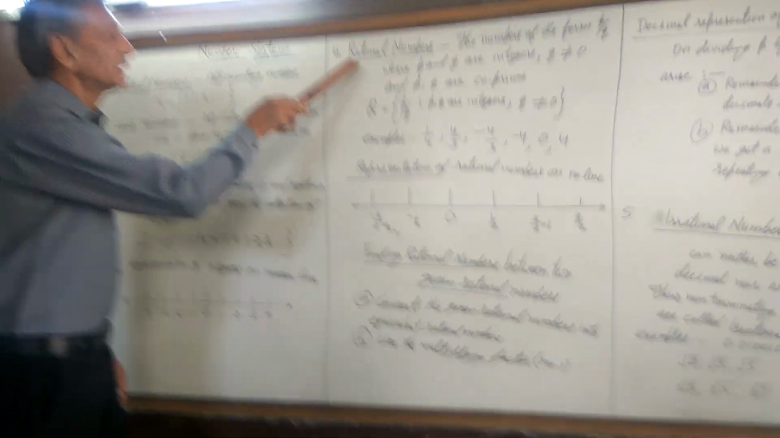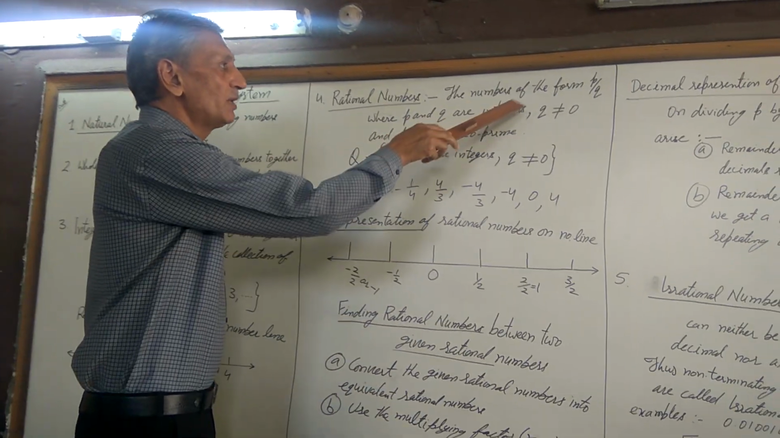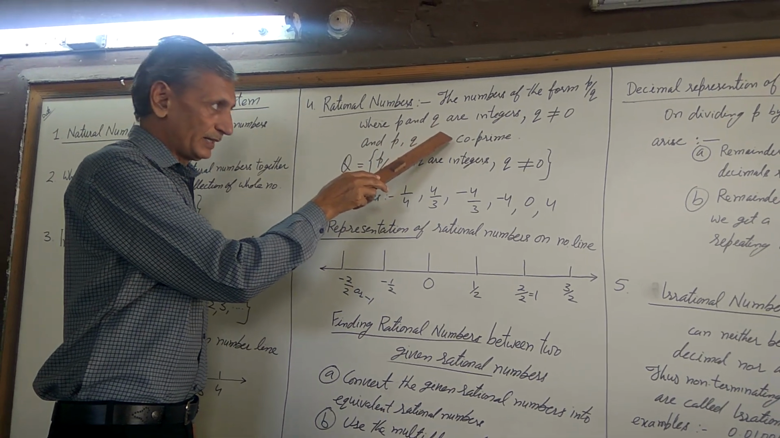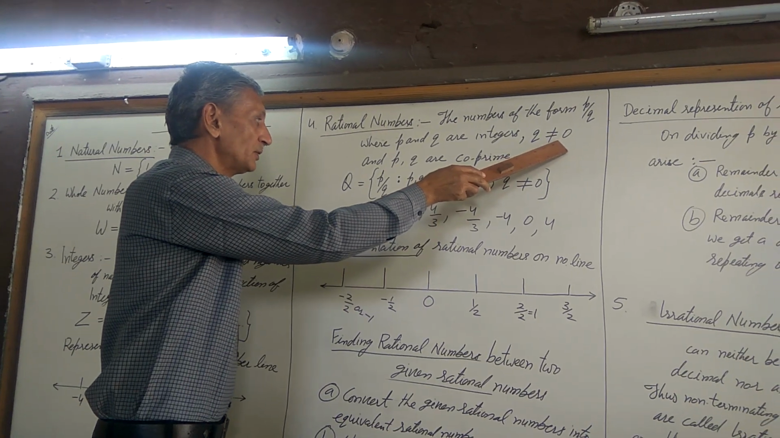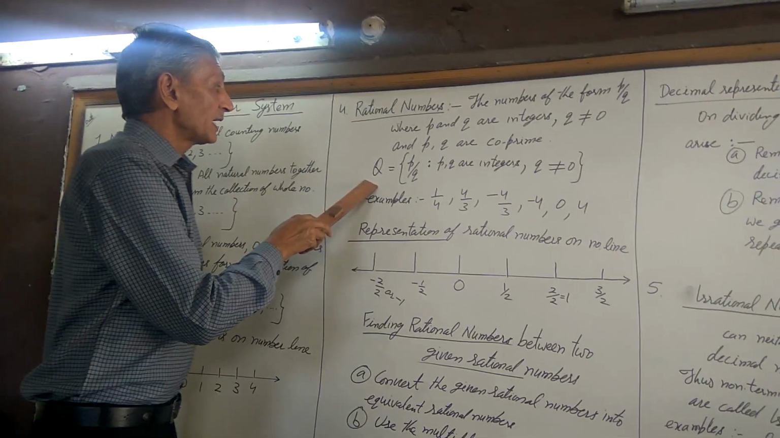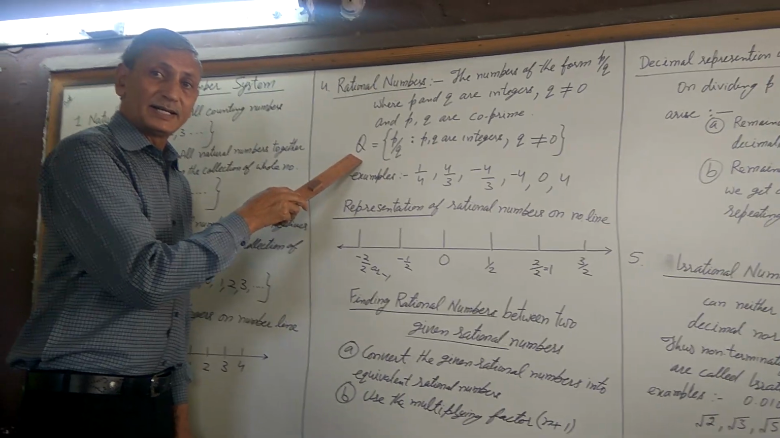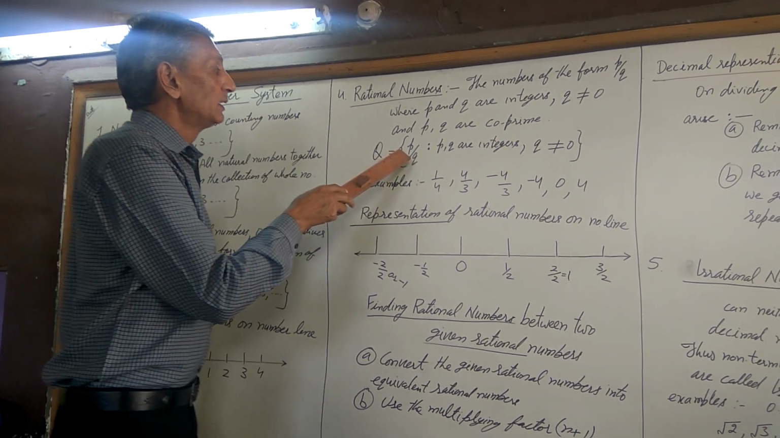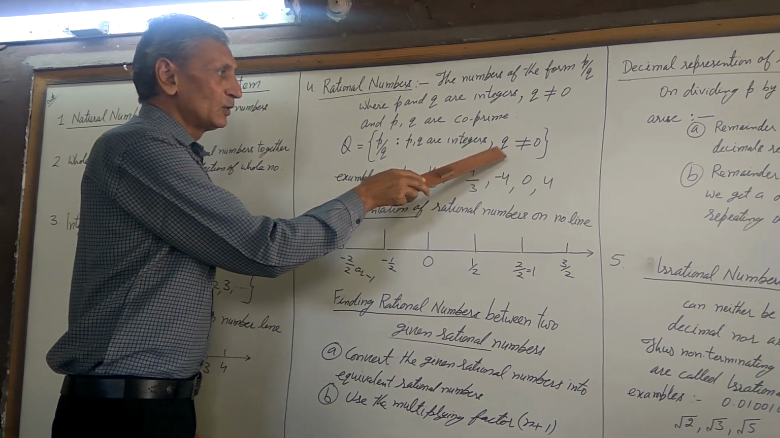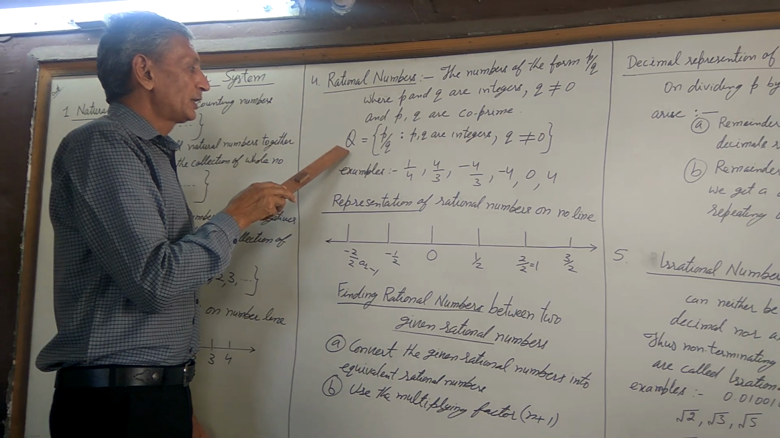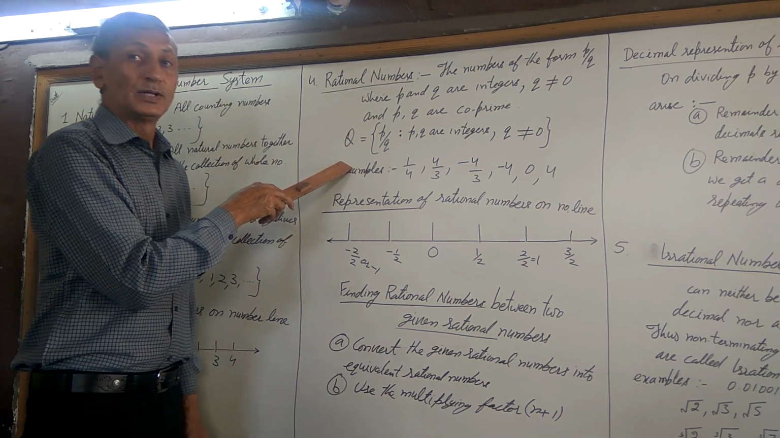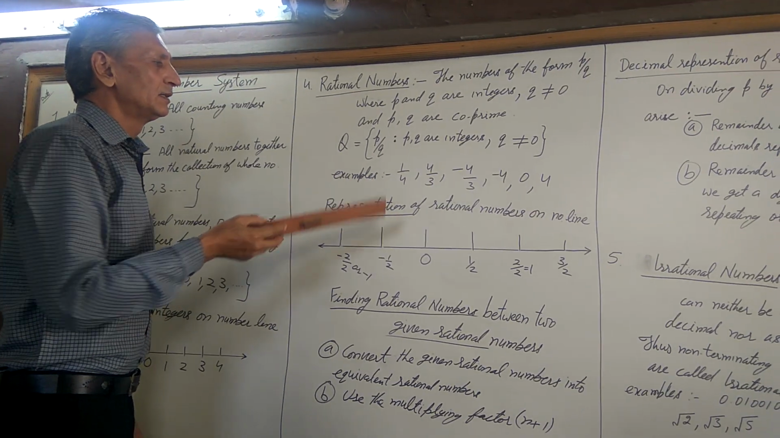Let's talk about rational numbers. The numbers of the form p upon q, where p and q are integers, q is not equal to 0, and p and q are co-prime. Rational numbers are represented with Q. p upon q, p and q are integers, q is not equal to 0. Q comes from the word quotient. Quotient means ratio.